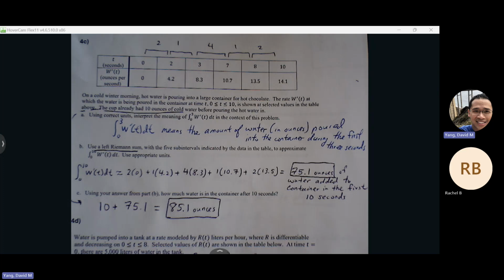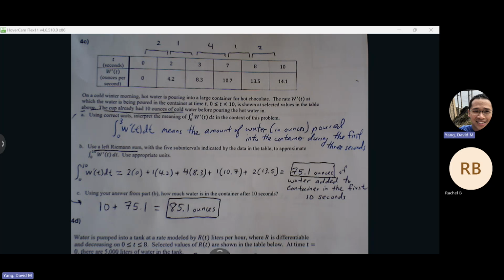Okay, next up. On a cold winter morning, hot water is poured into a large container for hot chocolate. W prime is given. So you see the rate at which water is poured into a container: 4.2 ounces per second, then 8.3 ounces. So the rate keeps increasing. Okay, so the cup already holds 10 ounces of cold water before pouring in the hot water.